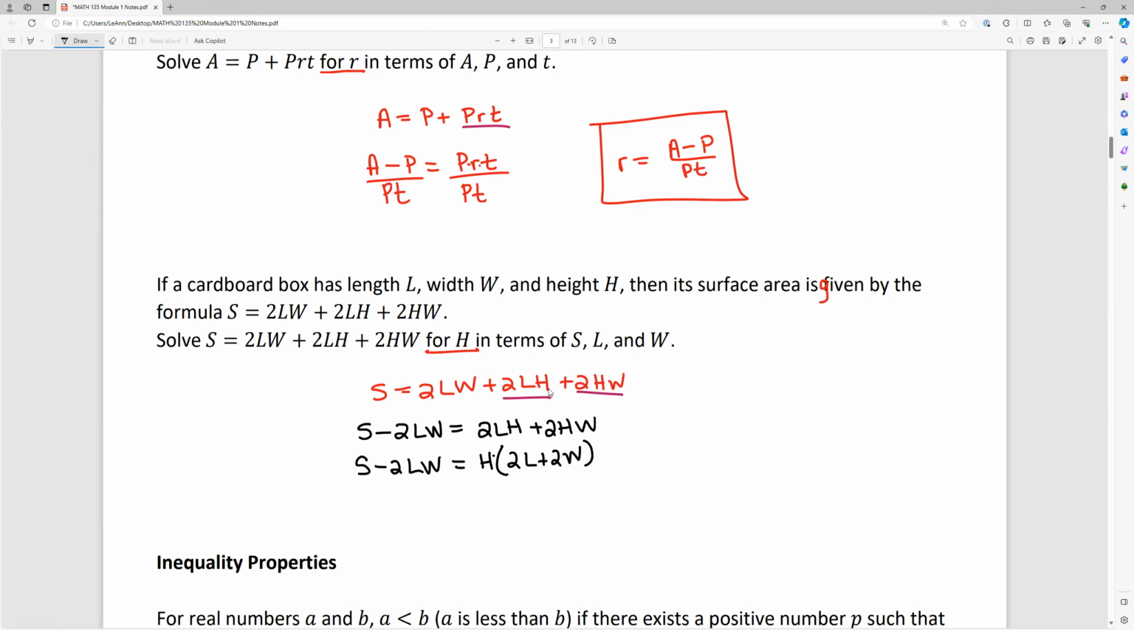So we're going to divide over that parentheses. So H is going to equal the S minus the 2LW on top that we had on that side over there, divided by the 2L plus the 2W.